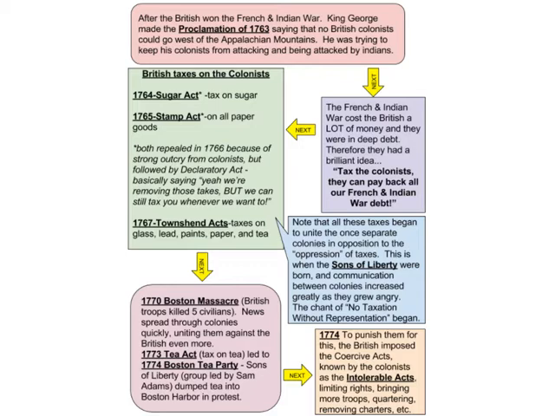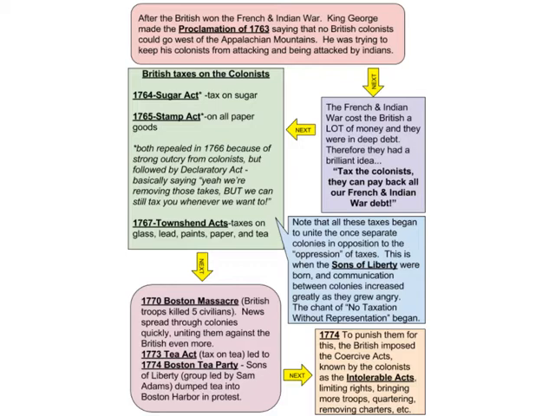One thing to note here is that all these taxes began to unite the once very separate and individual unique colonies, as they all were taxed equally, or as they all began to receive oppression from the British government against their finances.